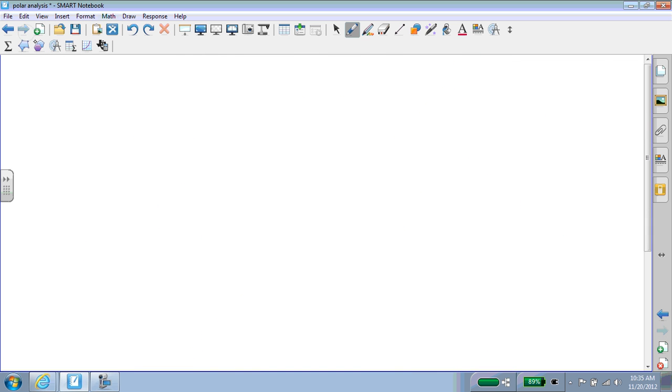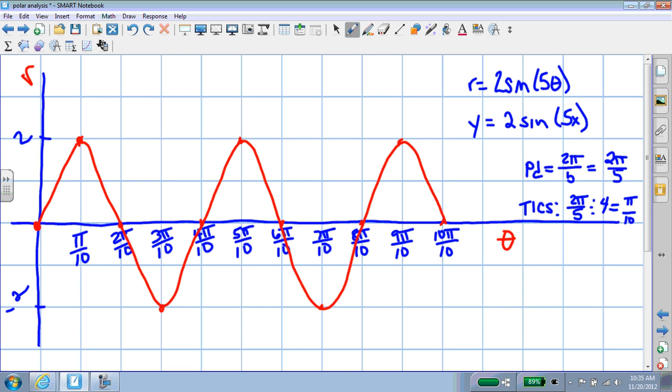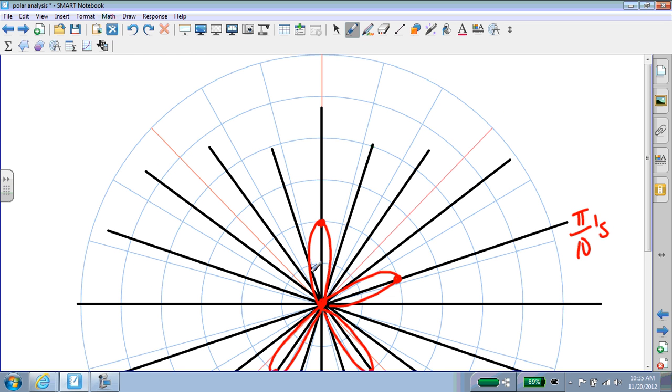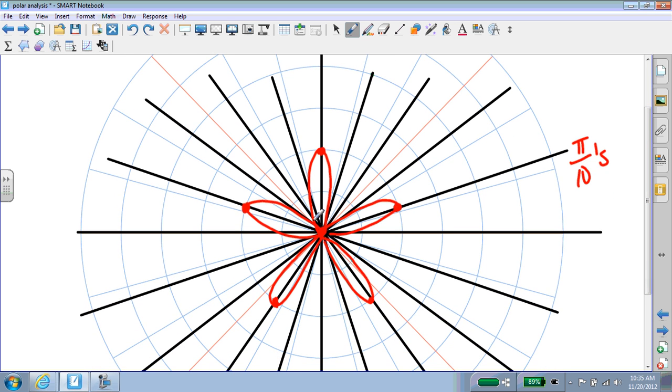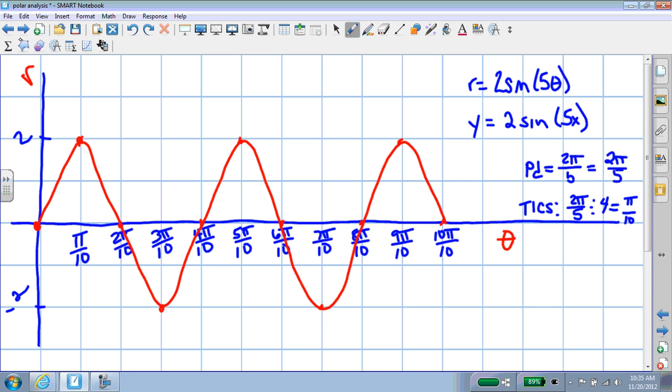Oh, I keep going the wrong way. Okay. At 9 pi over 10, the radius is at 2, and at 10 pi over 10, it's at 0. And again, the radius got bigger and then smaller. So at, let's see, this is 5, 6, 7, 8, 9 pi over 10, the radius is at 2, and the radius got bigger and then smaller. Oops, I may have drawn that too big. It almost looks like I've completed my drawing, but let's see what happens if I go forward.